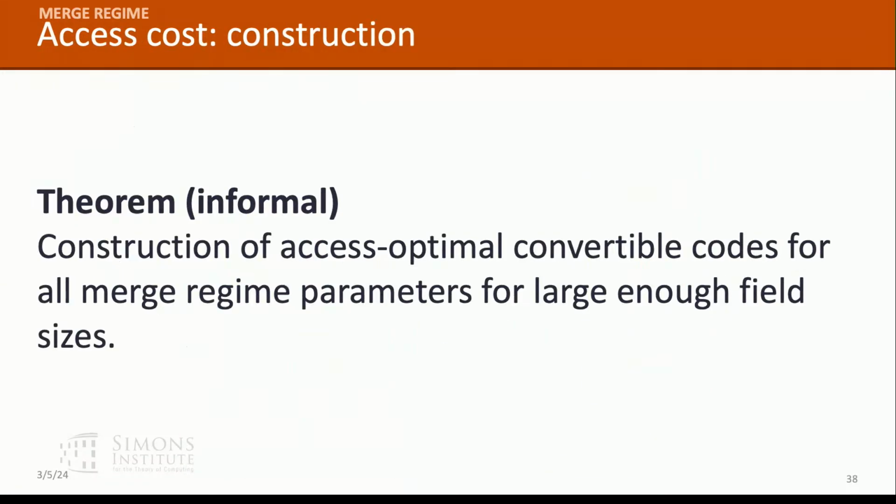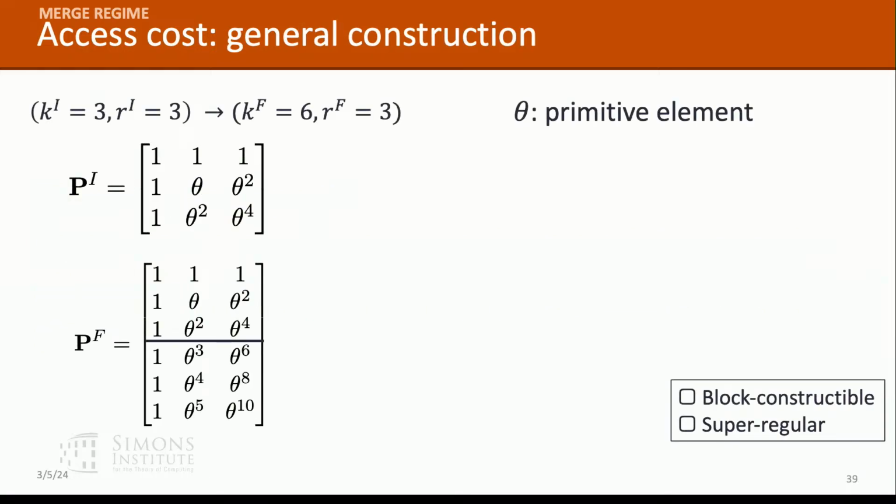And informally, one can construct access optimal convertible codes in all regimes to meet that lower bound, the picture that I just showed. However, it's assuming large field sizes. And this is what the construction looks like. This is also the toy example that I mentioned earlier; this is just the generalized version of that. It has this kind of Vandermonde structure, and the theta here is the primitive element of the field.